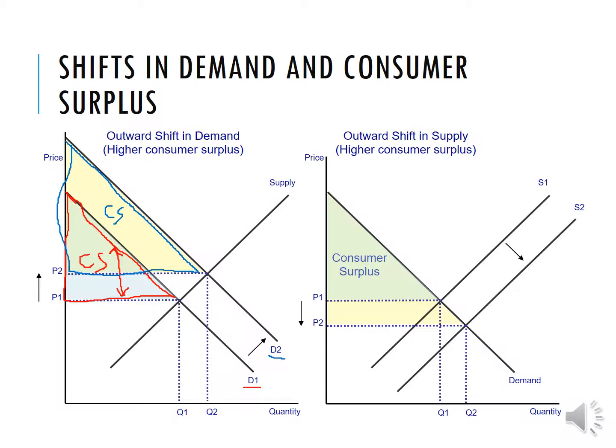On the right hand side, we can see a similar story with supply. The original supply curve S1 gives us a consumer surplus here, indicated by the red line. When supply has shifted to S2, we can see that it increases the area of consumer surplus again to the blue triangle, and the blue triangle is much bigger than the red triangle, so again we have higher consumer surplus.